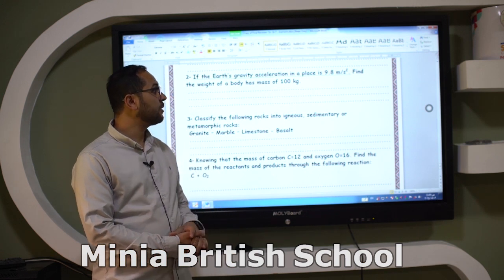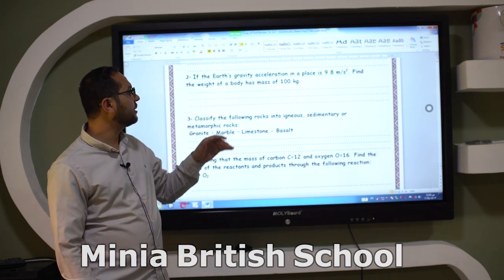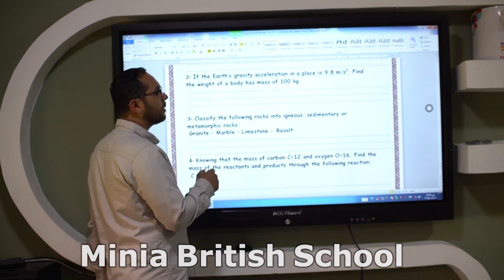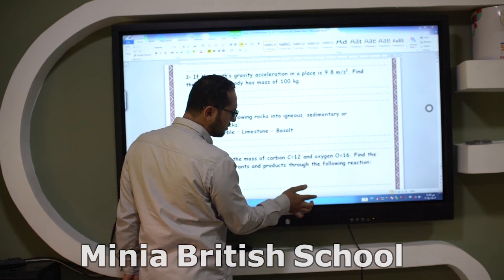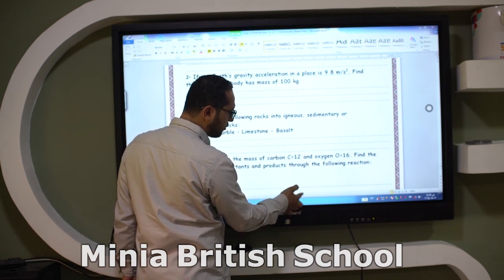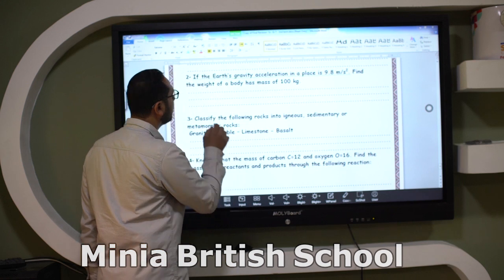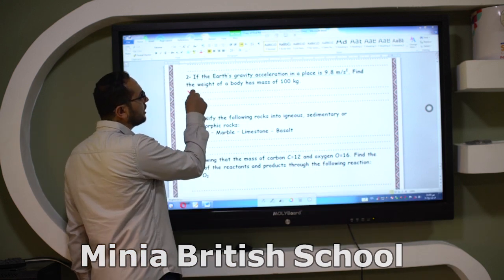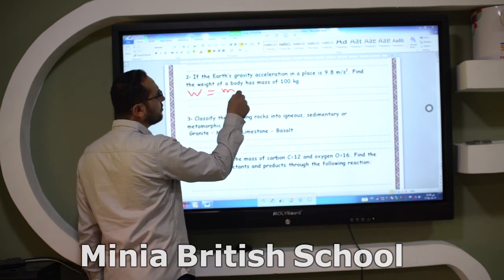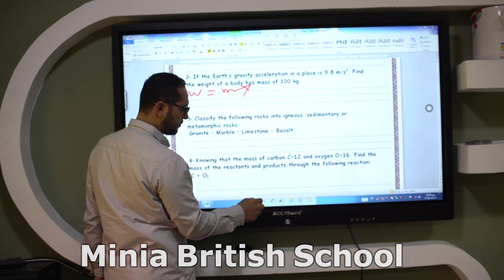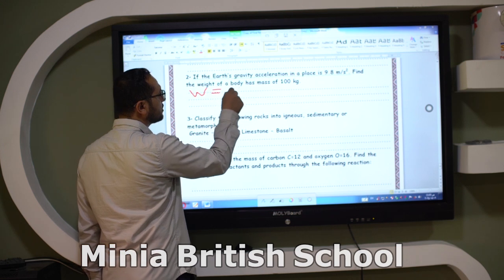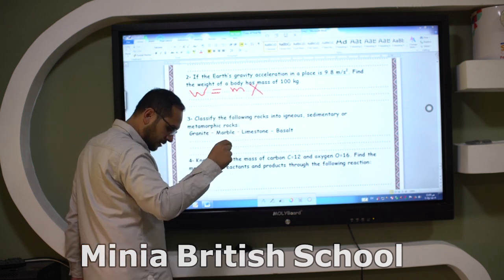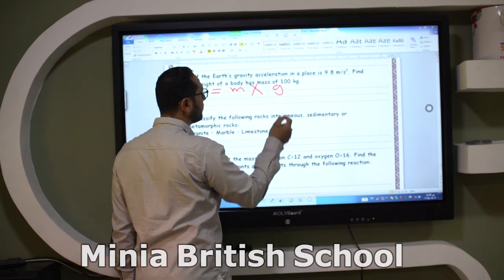Number 2, if the Earth's gravity acceleration in a place is 9.8 meter per second square, find the weight of the body has mass of 100 kilogram. Okay. Number 1, we will write the rule. What is the rule here? Weight equals mass times gravity.